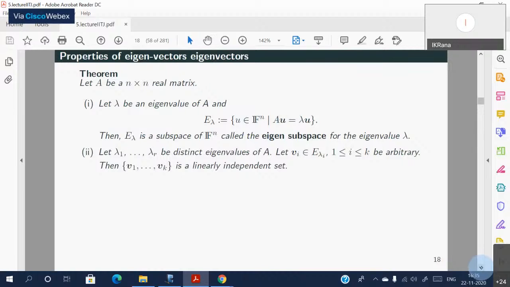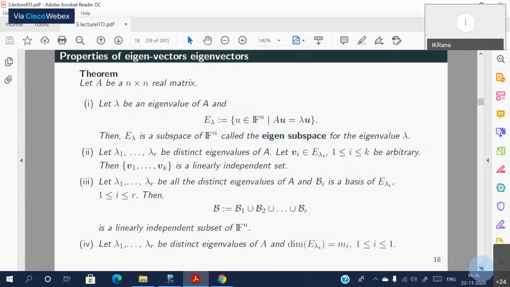So here is an important result which says that if lambda 1, lambda 2 are distinct eigenvalues of A, any collection of them, lambda 1 to lambda r, and v1, v2, up to vk are eigenvectors corresponding to these eigenvalues, then they form a linearly independent set. So we'll prove that. That is an important result.